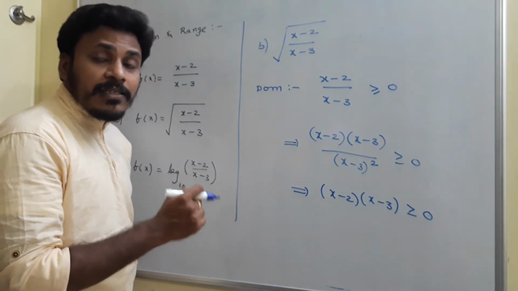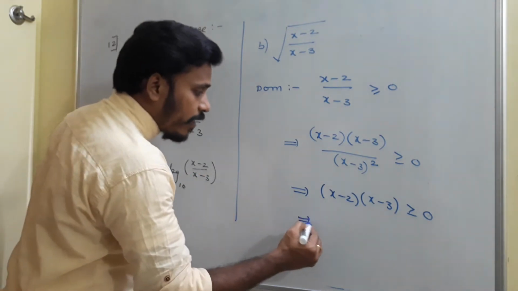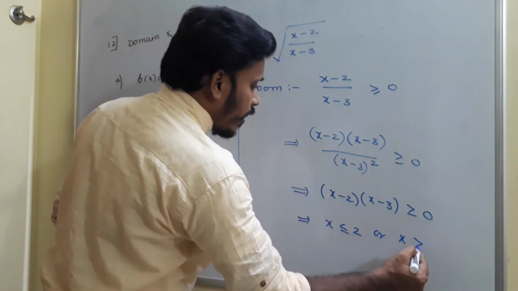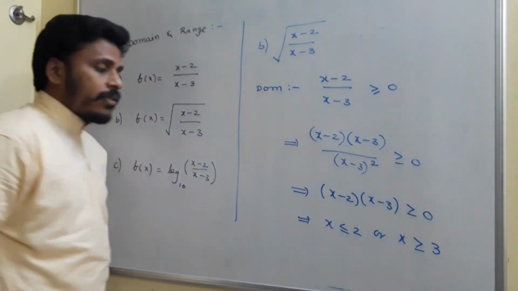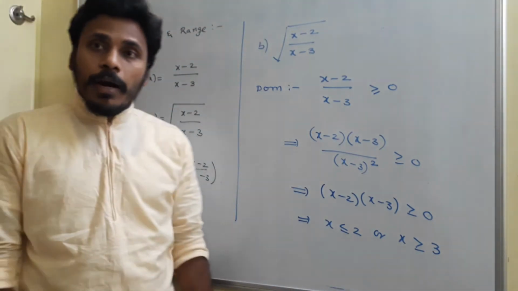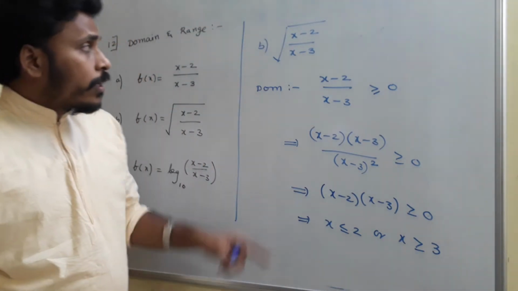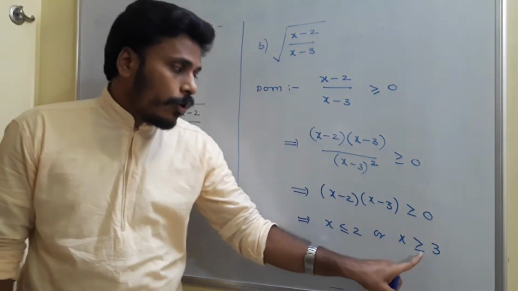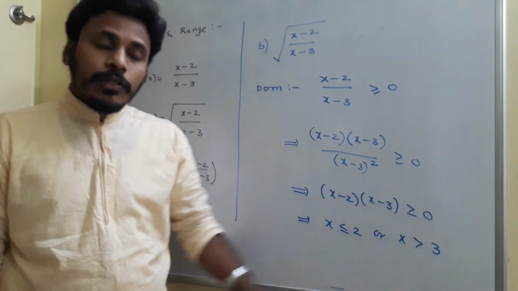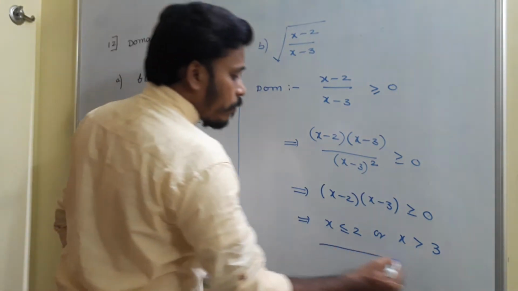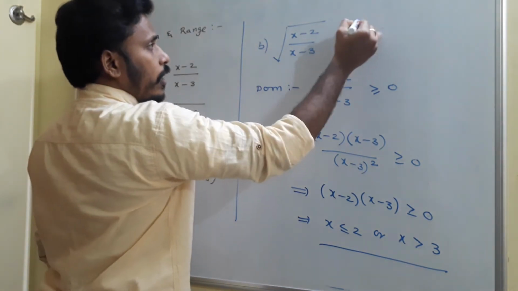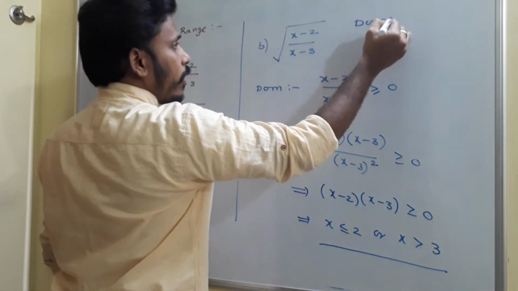See, x is now nothing but less than the smaller value, x less than or equal to 2, and greater than the larger value, x greater than or equal to 3. But since the denominator can't be 0, you need to remove the equality at 3. So at the end, the value of x may be less than or equal to 2 or greater than 3. So for this, the domain is simply nothing but what?